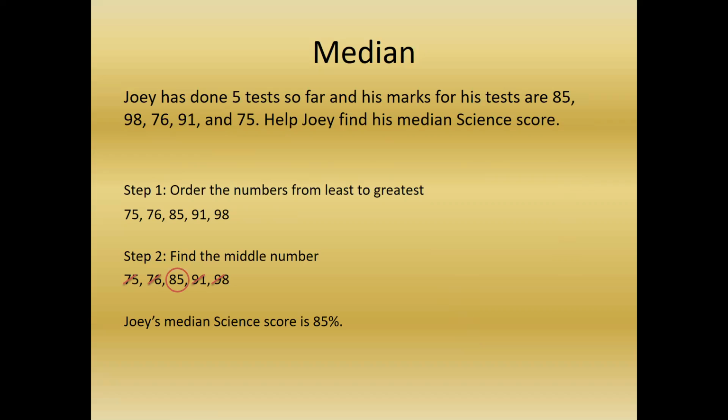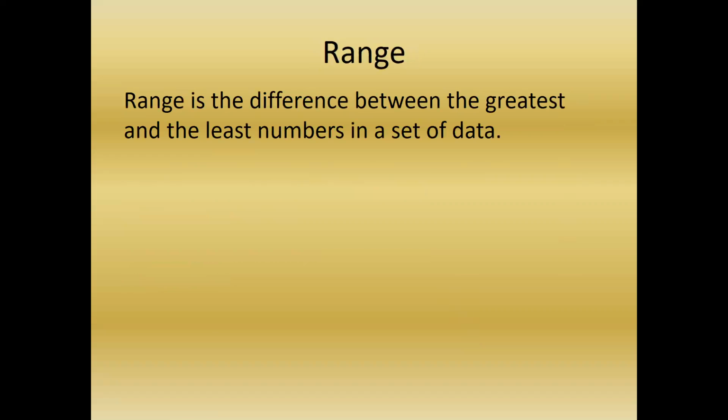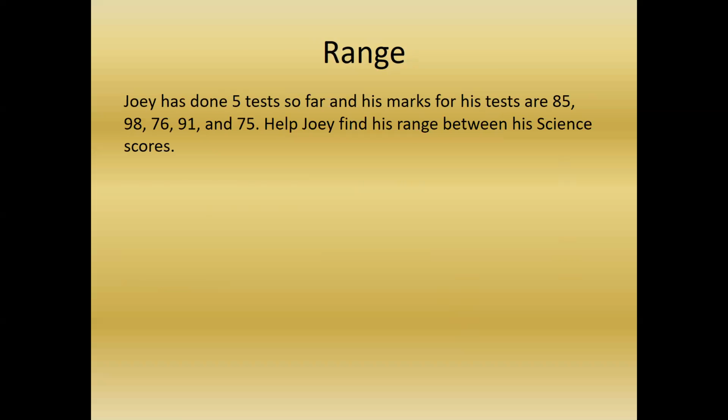So you only have 2 steps to find the median. Just order the numbers from least to greatest and then find which one's the middle number. And then we're going to move on to range. So range is the difference between the greatest and the least numbers in a set of data. So sticking with Joey and his 5 tests he's done, the same marks. Now we're going to help Joey find his range between his science scores.